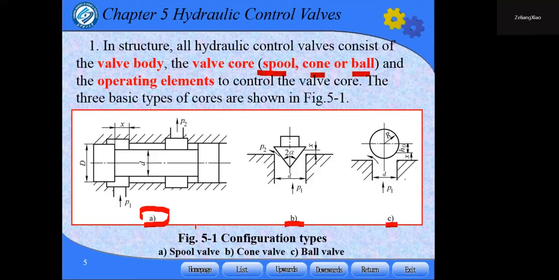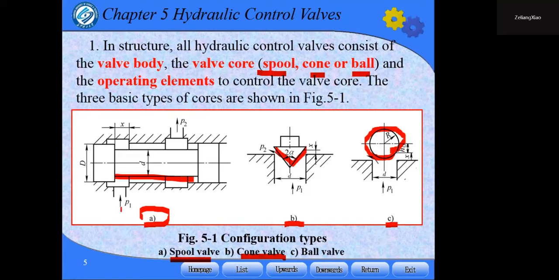So, just as shown in figure 5.1, configuration types. This is the spool valve, such as spool. There's a cone valve, and the ball valve, it's a circle in this picture. And the operating elements control the valve's core. The three basic types of cores are shown in this figure.